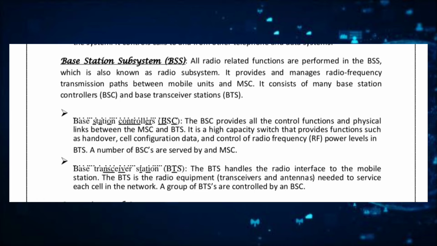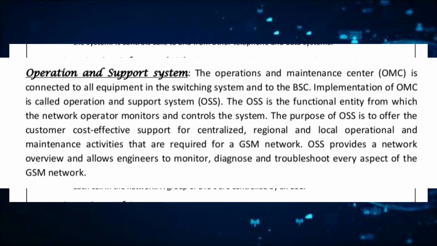Base Station Controller. The BSC provides all the control functions and physical links between the MSC and BTS. It is a high-capacity switch that provides functions such as handover, cell configuration, data, and control of radio frequency RF power levels in BTS. A number of BSCs are served by an MSC. Base Transceiver Station. The BTS handles the radio interface to the mobile station. The BTS is the radio equipment, transceivers, and antennas needed to service each cell in the network. A group of BTSs are controlled by a BSC.